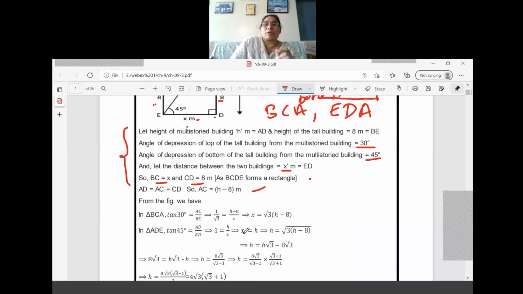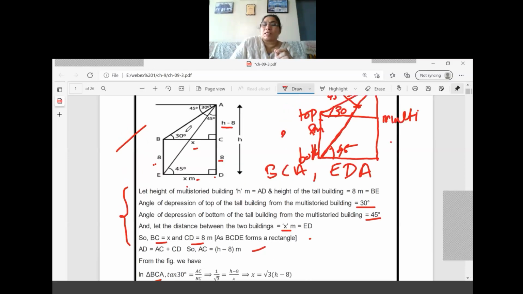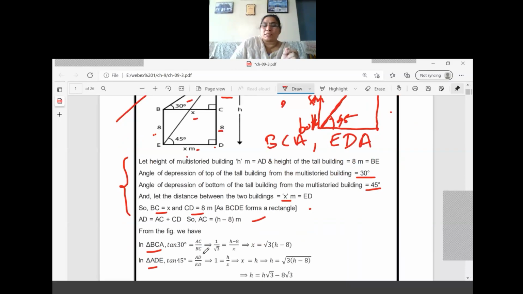Now two triangles we told, BCA and EDA, that is same as AD only. In BCA, which triangle comes, which ratio is coming? 30 only. Now we are taking opposite side by adjacent side, tan 30 only. So AC by BC, just substitute. From there we are getting the value x only. So x equals root 3 into (h minus 8) we got.